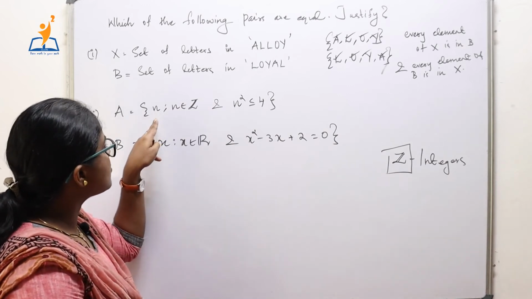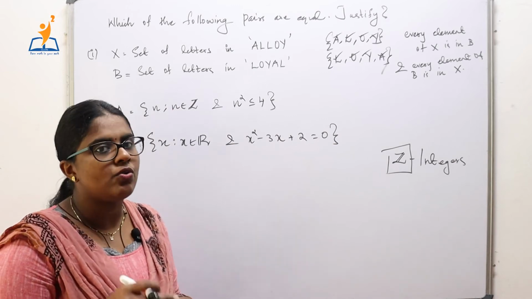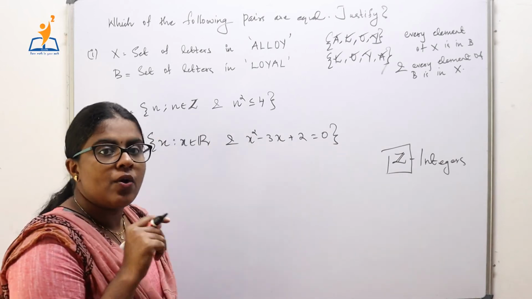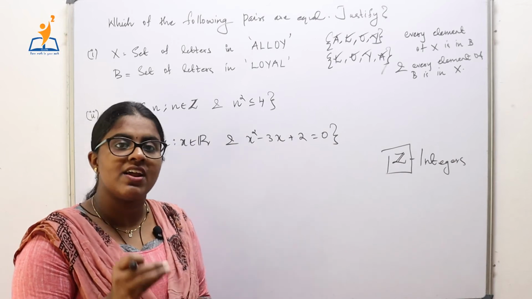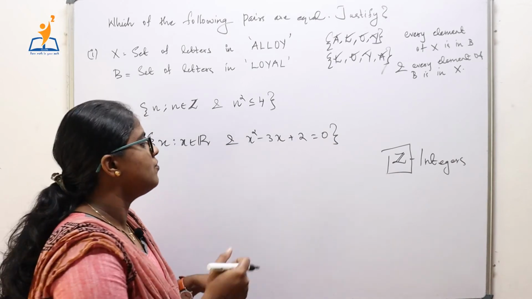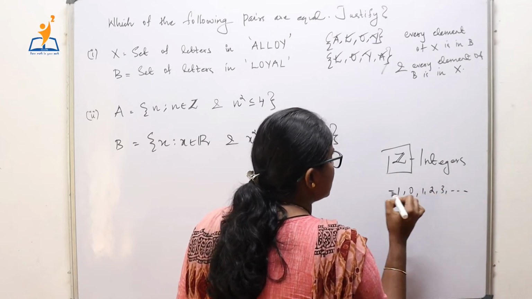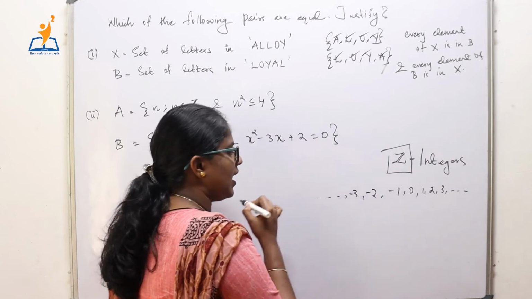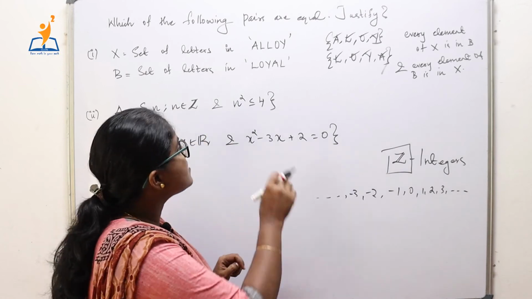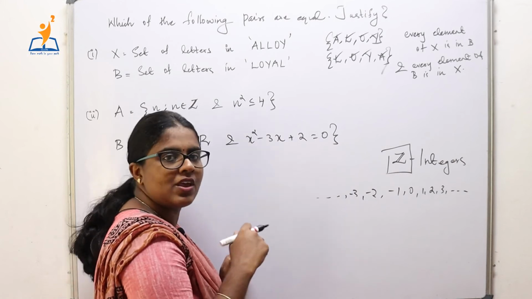Now, the set of all n such that n belongs to Z, that is, n belongs to the integer set, and we know what all are integers. Now n square should be less than or equal to 4. As one more condition is given, the square of the integer should be less than or equal to 4 also. We know that integers are 0, 1, 2, 3 and go like that, minus 1, minus 2, minus 3 and go like this. Now we have to select some integers from this list which satisfy the condition that the square of the integer should be less than or equal to 4.